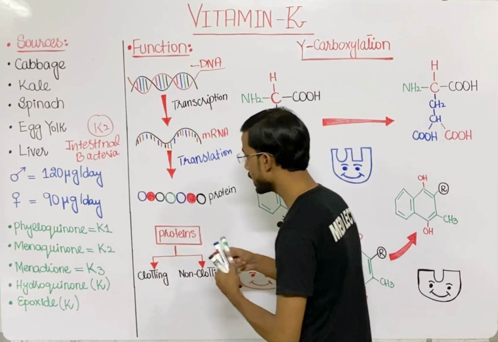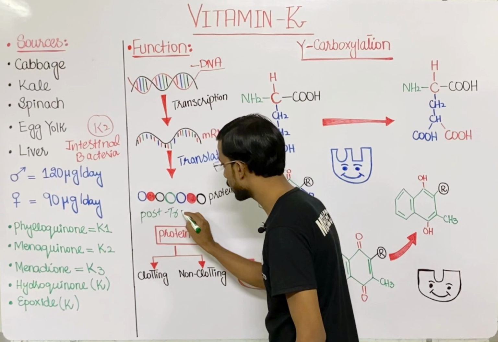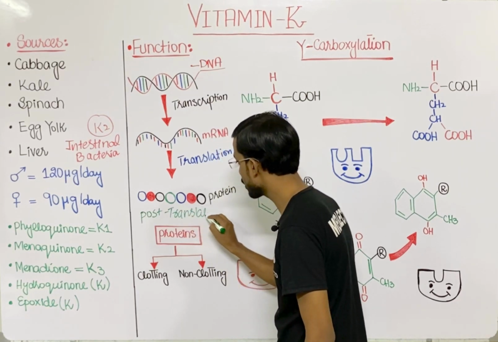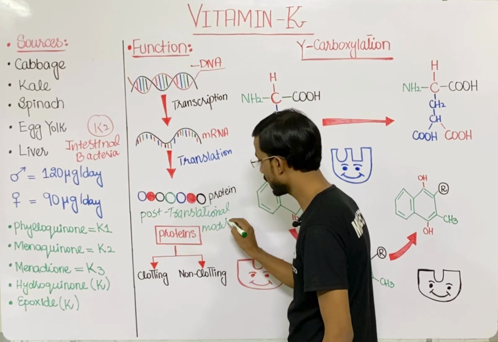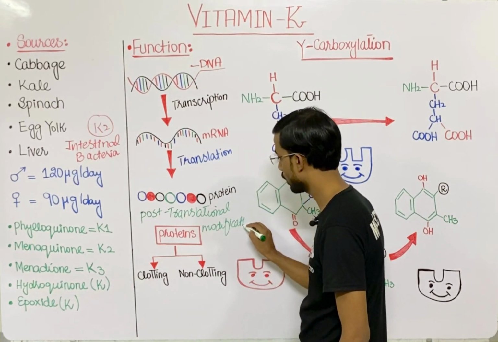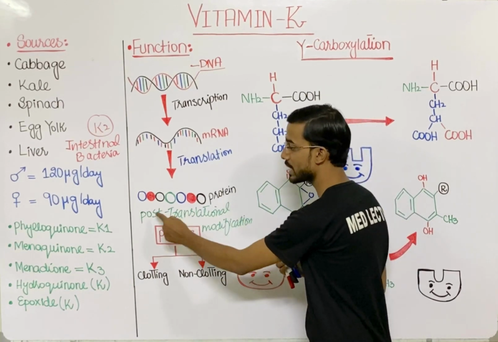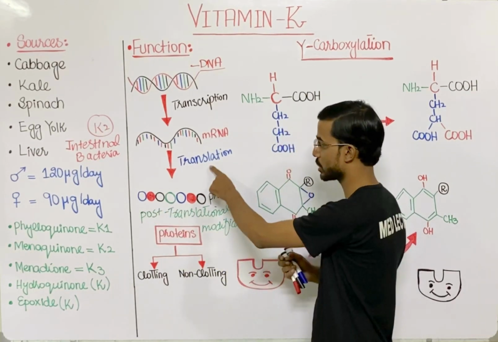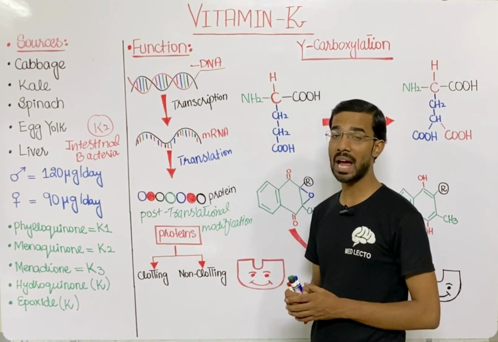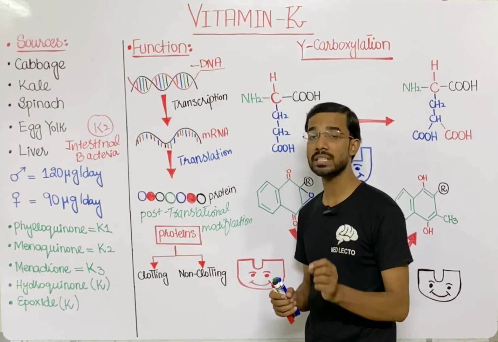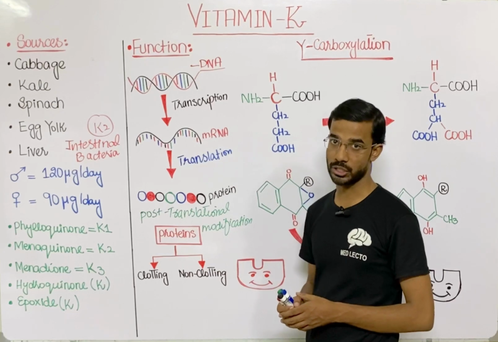Post-translational modification, that is, modification in the protein after the translation process. The most important modification that happens in the presence of vitamin K is the gamma carboxylation.